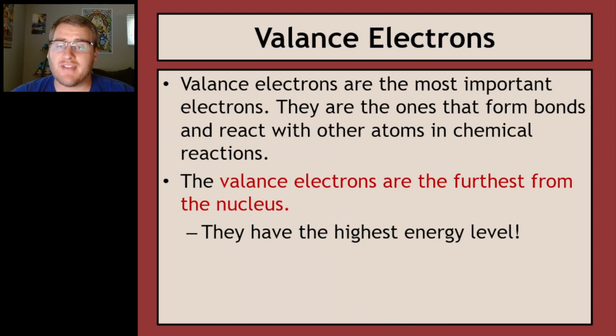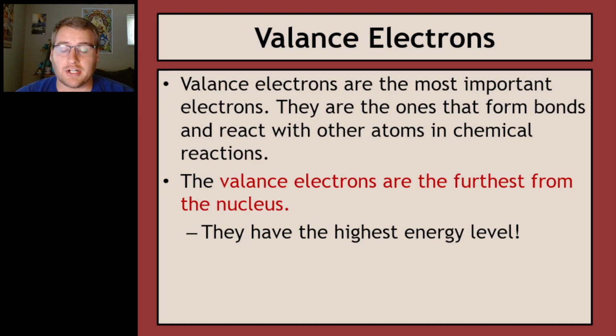All right, we've talked about valence electrons a bit, but to summarize, and we're going to need them a lot for this chapter and the coming chapters. Valence electrons are the most important electrons. They're the ones that form bonds and react with other atoms in chemical reactions. The valence electrons are the furthest from the nucleus. They have the highest energy levels. These are all different ways to talk about valence electrons.